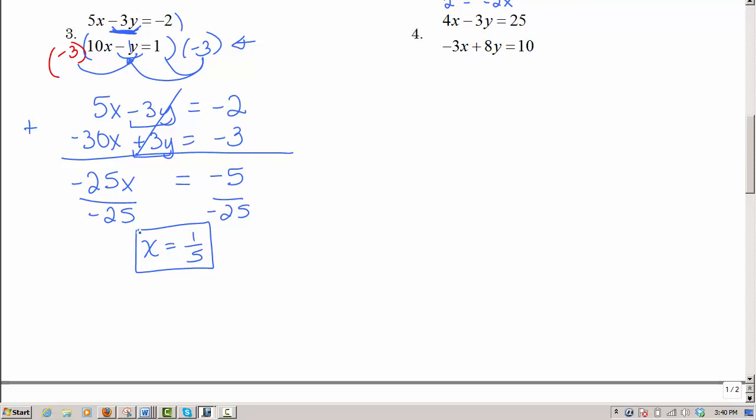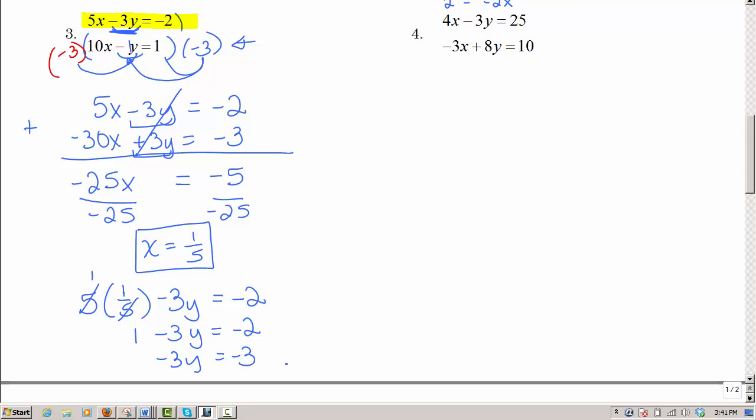So which one do you want to plug in for x? The top one or the bottom one? I think I'm going to choose the top one. I don't know why. So 5 times x minus 3y equals negative 2. Well, that's not so bad because those reduce. Multiply, that's 1 minus 3y equals negative 2. Subtract 1, and then when I divide by negative 3, I'm going to get positive 1. So my answer is my ordered pair, x is 1/5 and y is 1. So that problem we had to do a little more work to get those opposite values.